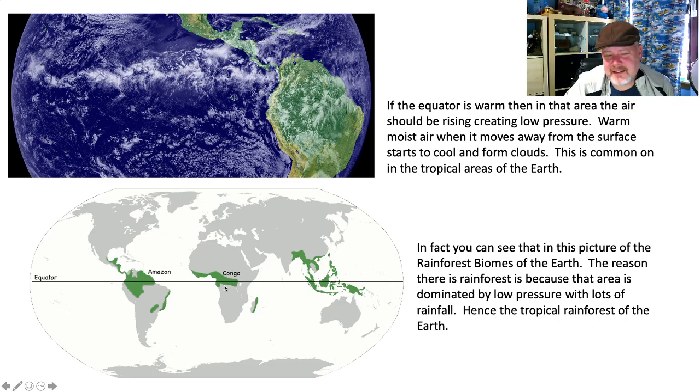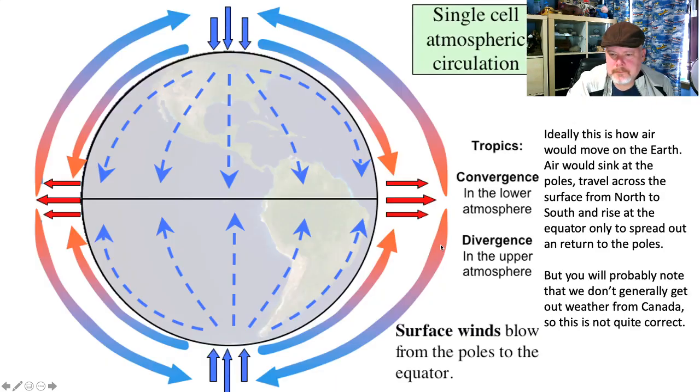So the ITCZ doesn't follow the equator exactly. It kind of moves north and south. So those lows kind of move north and south, but never greater than 23.5 degrees. So ideally, this is the way it should look.